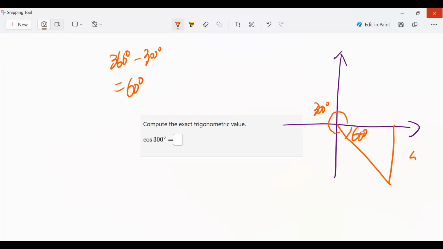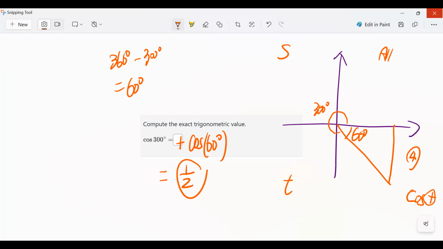And it's located in the fourth quadrant. All students take calculus: in the fourth quadrant, cosine is positive. This is the most important: determine the sign. And so it's positive, right? And then the reference angle is 60 degrees. And we just find out cosine 60 degrees is half. So the answer is positive half. From the previous question. So any question about this?